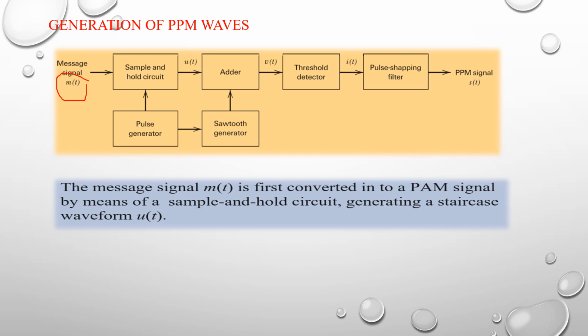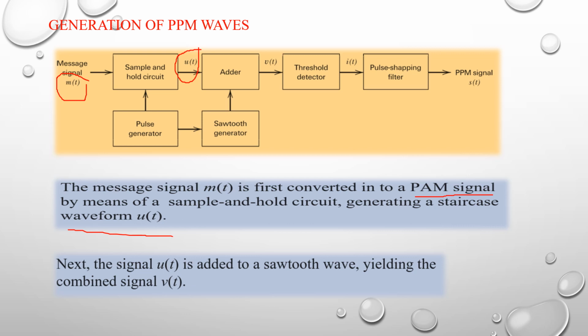The message signal m of t is first converted into a pulse amplitude modulated signal by means of a sample and hold circuit. It generates a staircase waveform u of t. So the sample and hold circuit inputs are the message signal m of t and the pulse generator. So it generates the PAM signal. So the PAM signal is u of t.